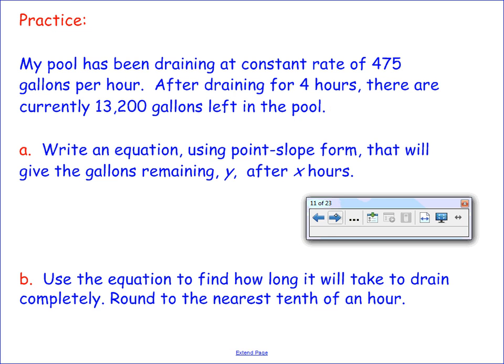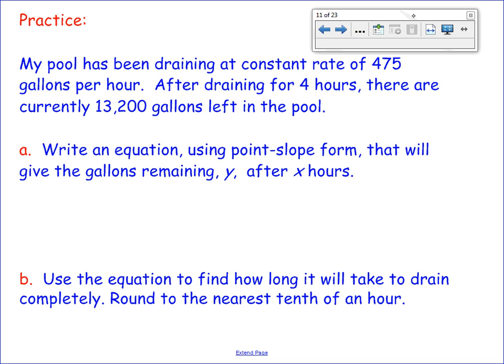Let's go ahead and apply our point slope form then to a real world situation. So my pool's been draining at a constant rate, 475 gallons per hour. After draining for 4 hours, there are currently 13,200 gallons of water left in the pool. Let's write an equation using point slope form that will give the gallons remaining y after x hours.